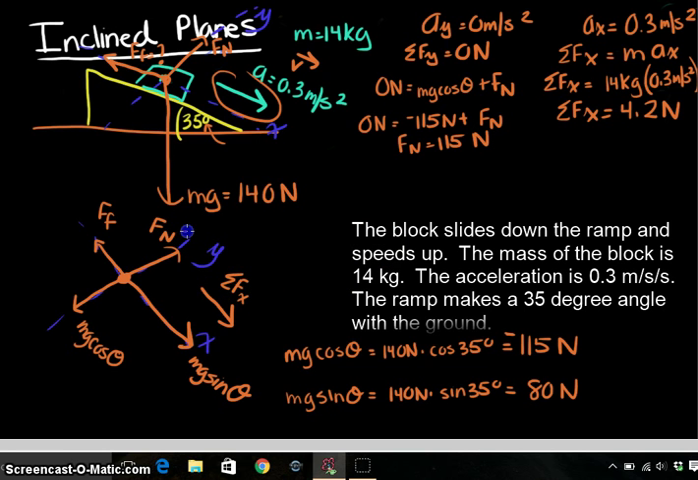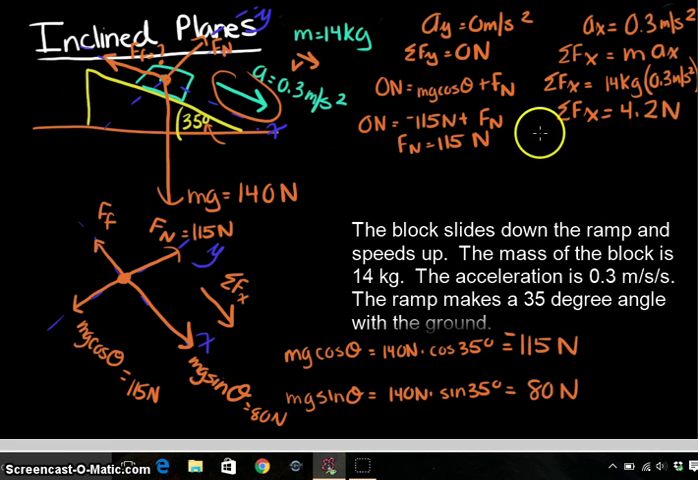Okay, great. So now we know this guy is 115 newtons. We also found that this one is 115 newtons. We also know that mg sine theta is 80 newtons, so I'll just add that in here. And now our only unknown is the force of friction. Okay. So our net force has to be 4.2 newtons in the x direction we found.